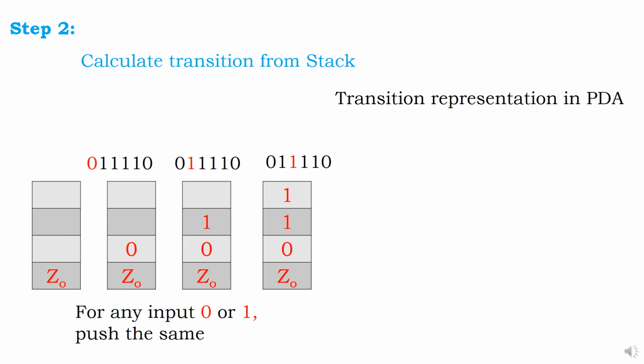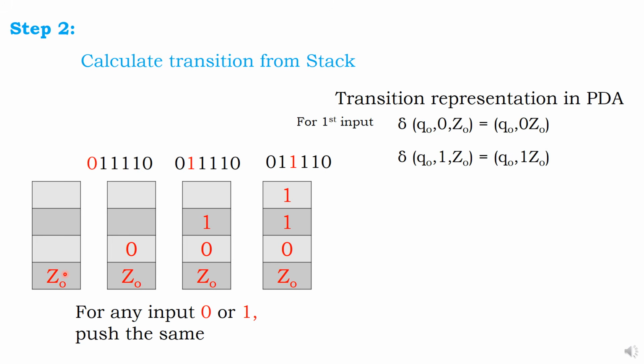Let us see step 2, called the transition function. What am I going to do? Delta Q0, 0 is the input. Top of the stack is Z0. What am I going to do?